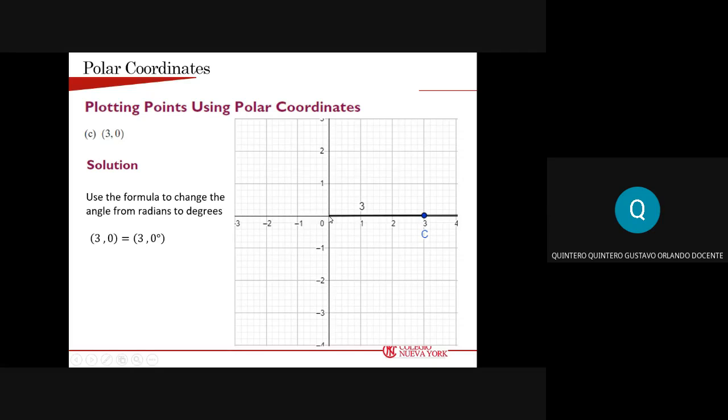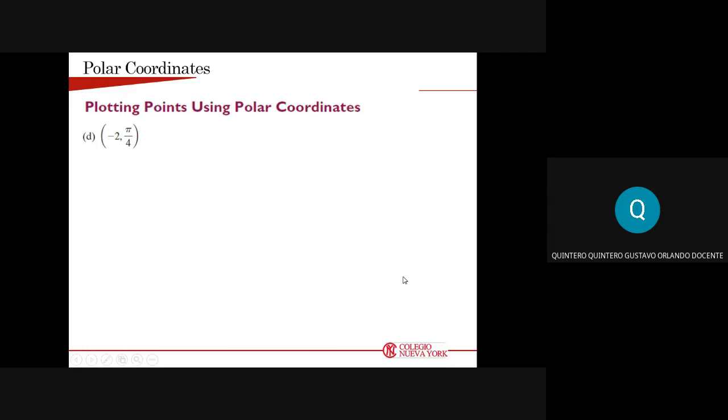r is the measurement from the origin, right? So we count 1, 2, and 3. There we go. There will be the point. That is 3, 0. All right? It is that easy, guys. But in this case, we do need a couple of tools. We do need a protractor or something that lets us measure angles, and we need a ruler. Beautiful. Finding points using polar coordinates.